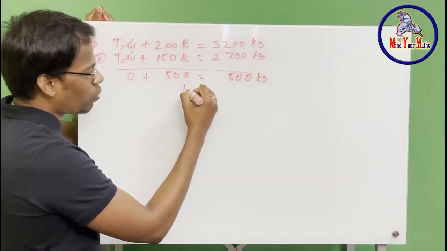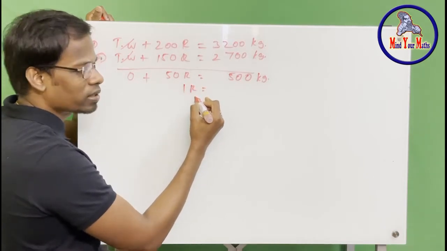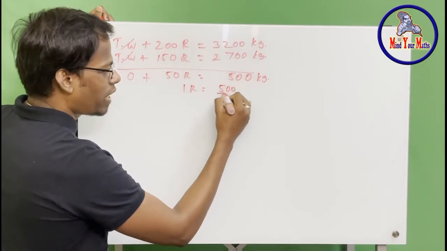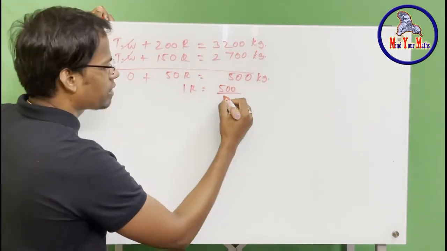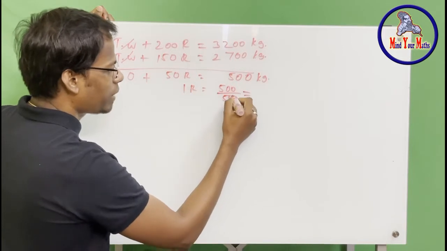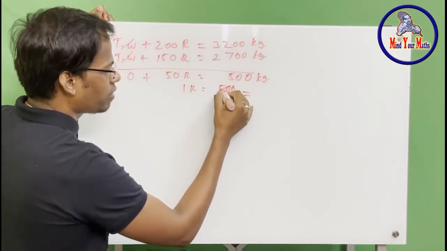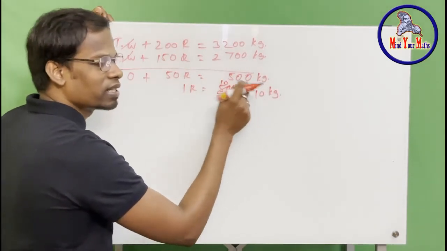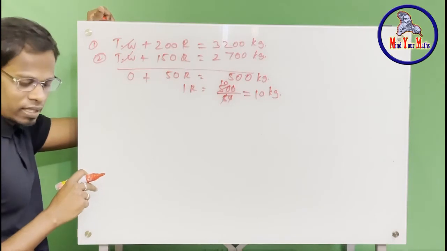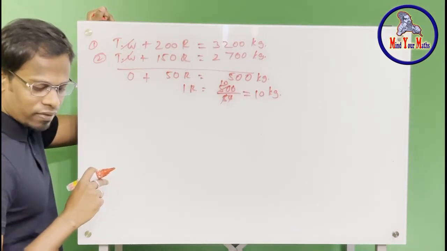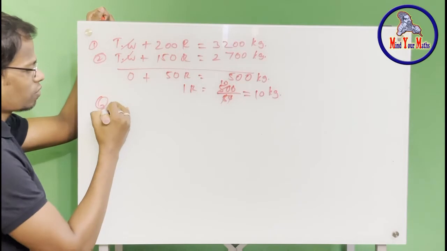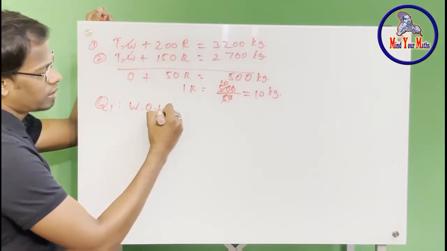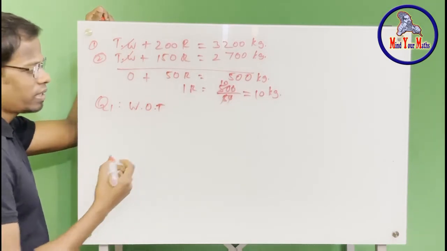So in that case, what is one sack of rice? What should we do? 500 divided by 50. Yes, very good. If you cancel out, it is 10, right? So 10 kilograms. So one sack of rice is 10 kilograms. So what do we need to find? Find the weight of the truck. That's the first question. So now question 1 is the weight of the truck.